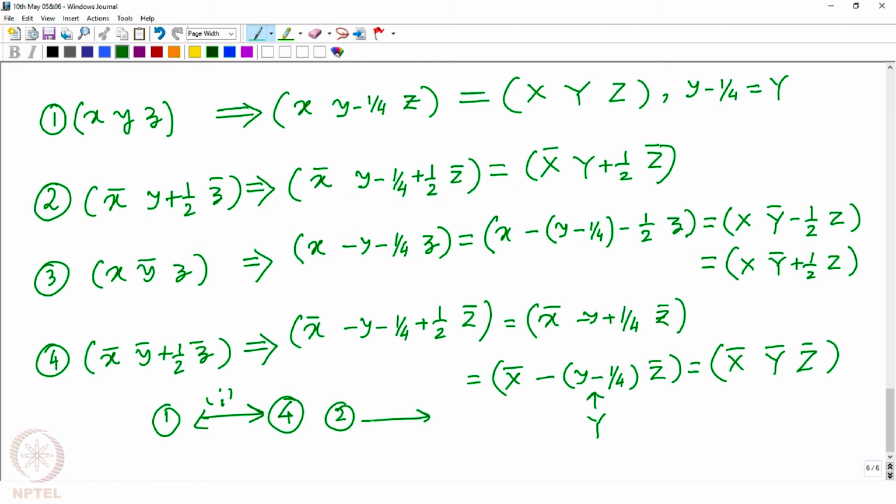Point number 2 and 3 are inversion related, and the translational components are same. So in case of the point number 1, there was no translation. In case of point number 4, there is no translation. So x, y, z has become x bar, y bar, z bar. X bar, y plus half, z bar has become x, y bar plus half, z, and we get the 4 equivalent points for P21 space group.